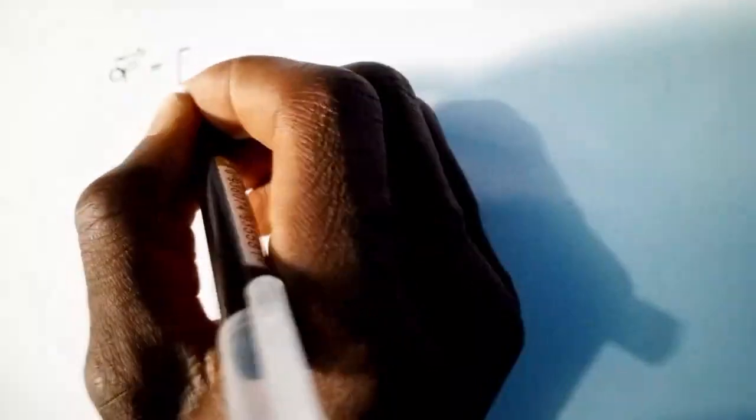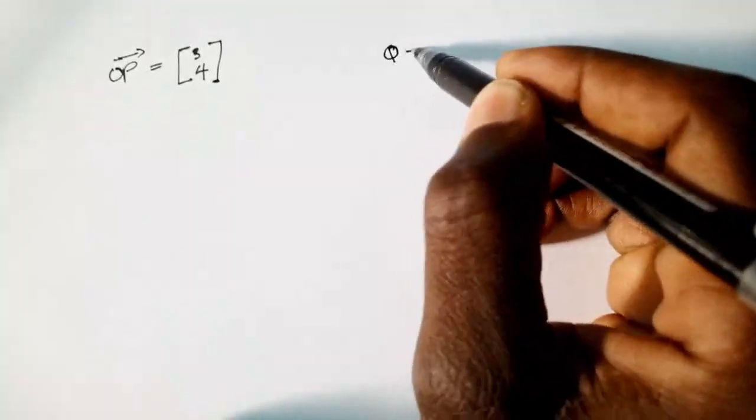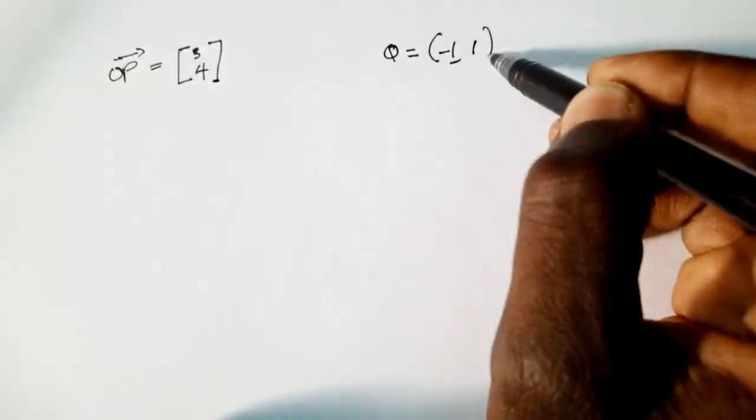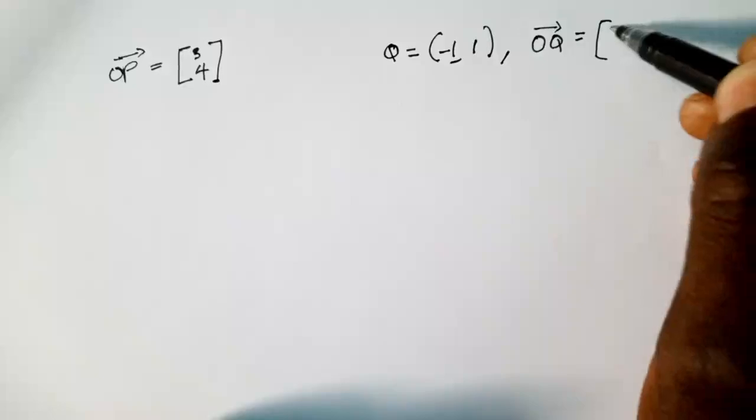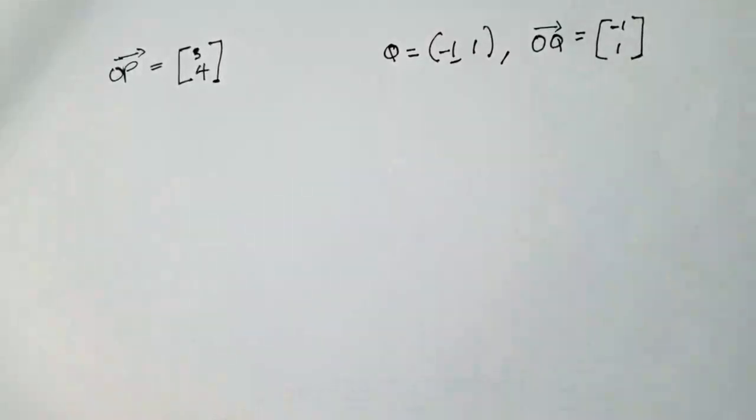So they have given us already that P is a vector. Since they are saying it's a position vector, I call it OP, and automatically it will be equal to (3, 4). At the same time they are saying Q is a point, so Q is just a coordinate. So we need to find position vector OQ, which we can now write as (-1, 1).